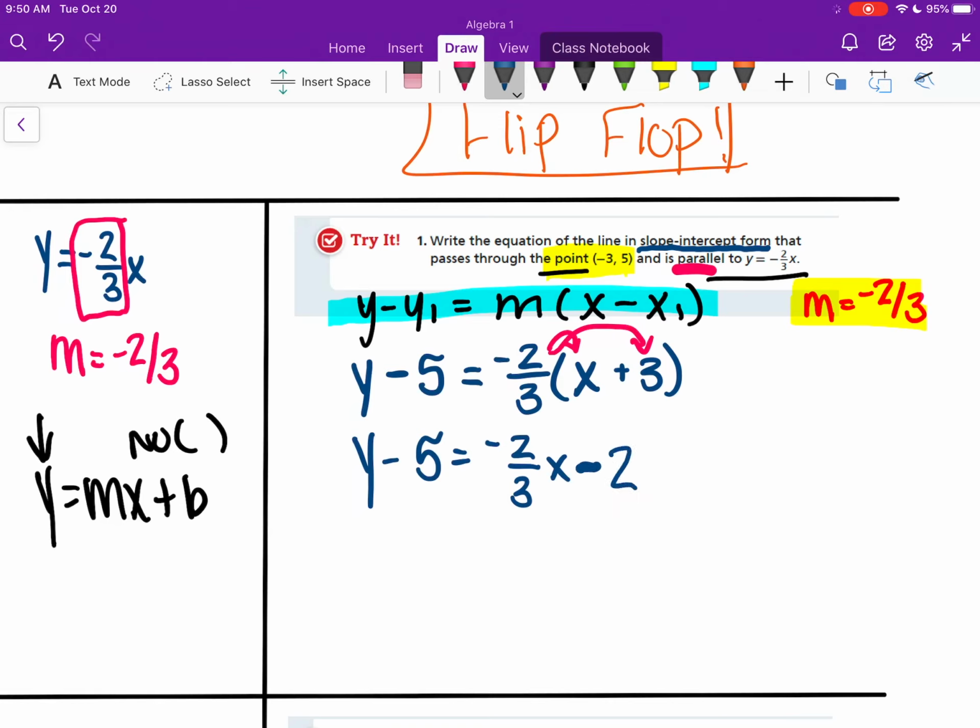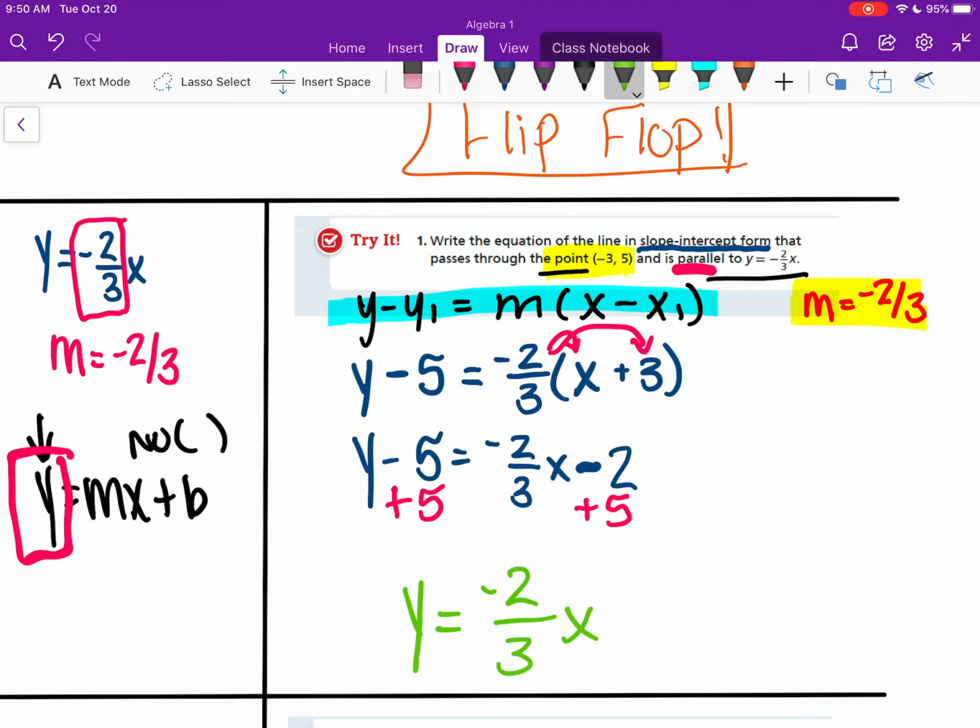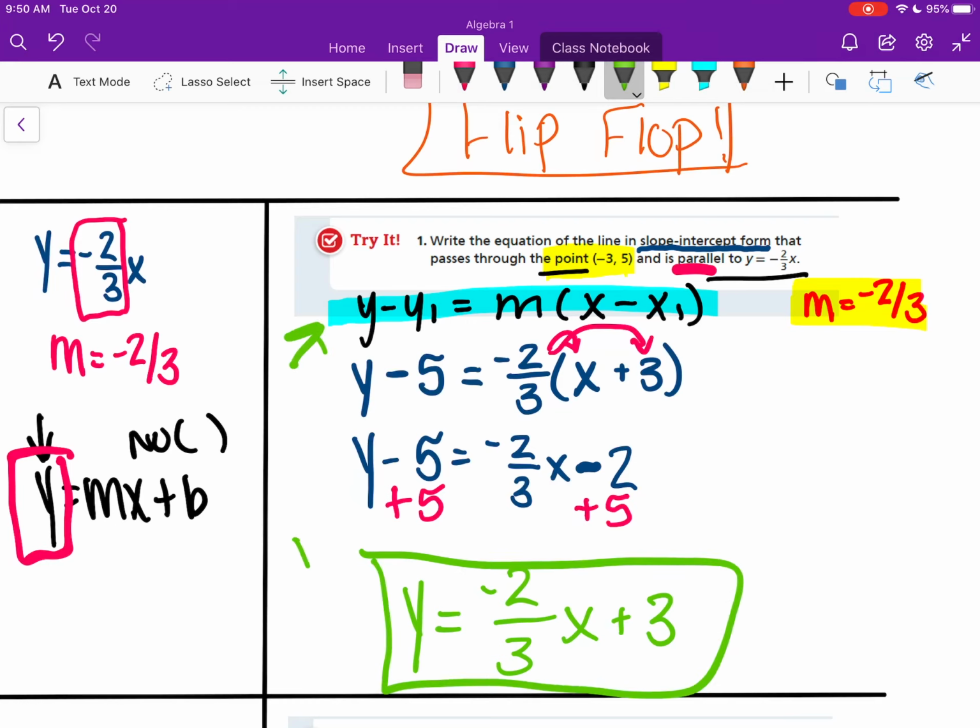And now we're really close. If you're comparing these formats, all we have to do now is get this y by itself, aka we've got to undo that minus 5. So I'm going to add 5 to the other constant term. And now I have y equals negative 2/3 x, and if we calculate negative 2 plus 5 is a positive 3. And look at that. I went from point-slope form to slope-intercept form just by distributing the slope and then doing an opposite operation to the number next to the y.